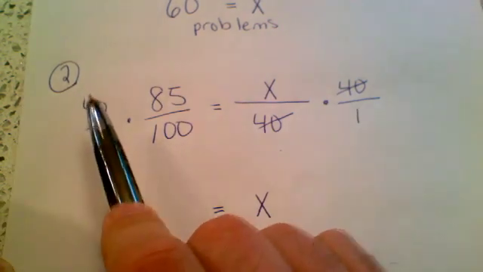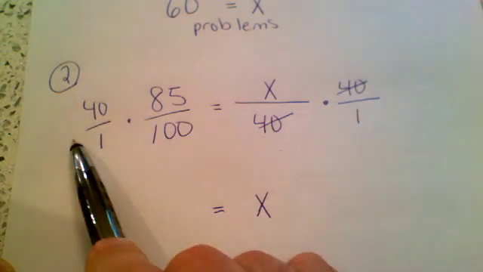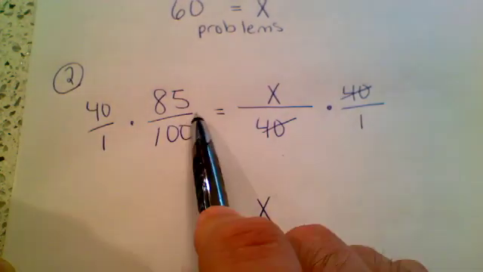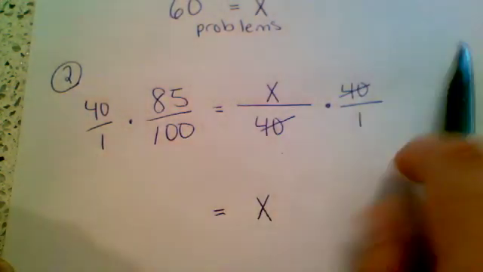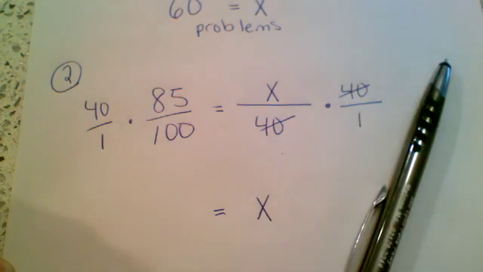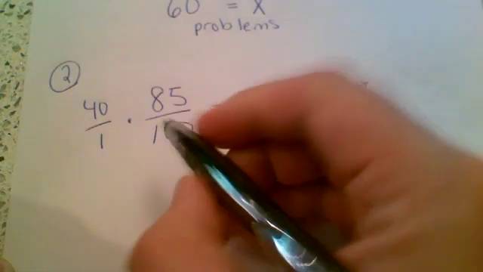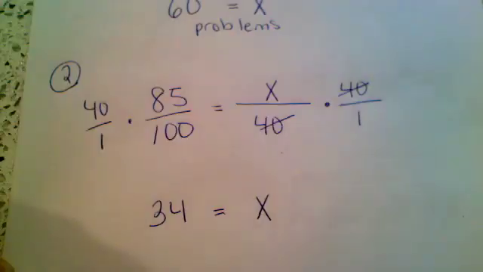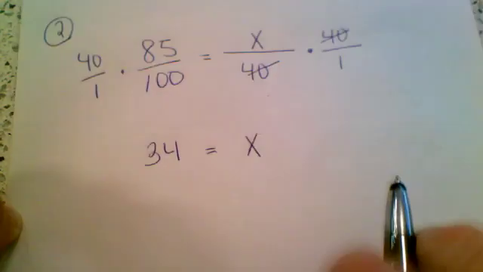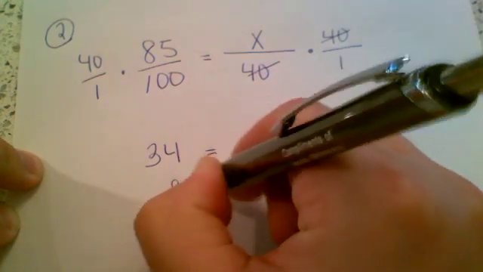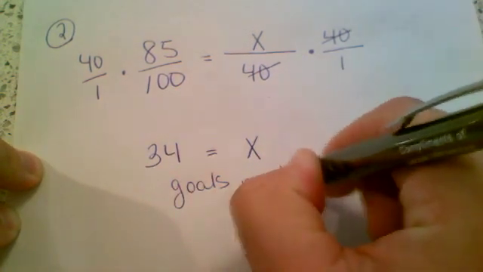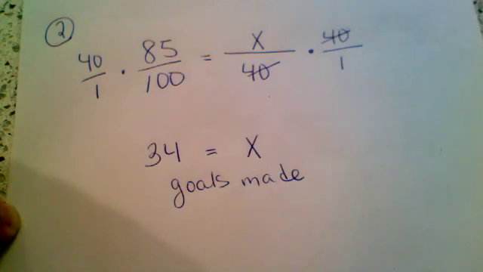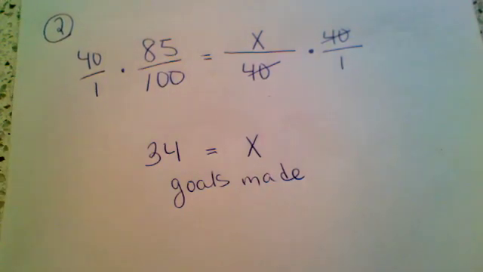So into the calculator, we type 40 times 85. Fractions mean division. So we take the answer and we divide by 100. All right, so we get 34, and we're talking about goals. So we can say 34 goals, 34 goals made. Remember, you can always pause the video, rewatch it if you need to.